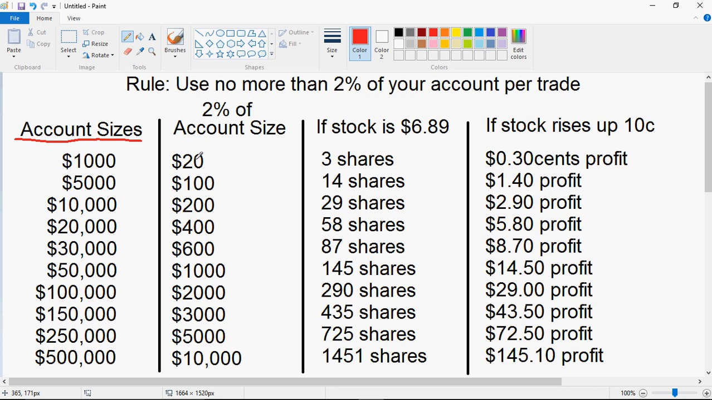Meaning, out of 1,000, whenever you do a trade, you could only use $20 max per trade. Meaning, if the stock is $6.89, you could only buy 3 shares. That will equal $20. 6.89 times 3. That's simple math.